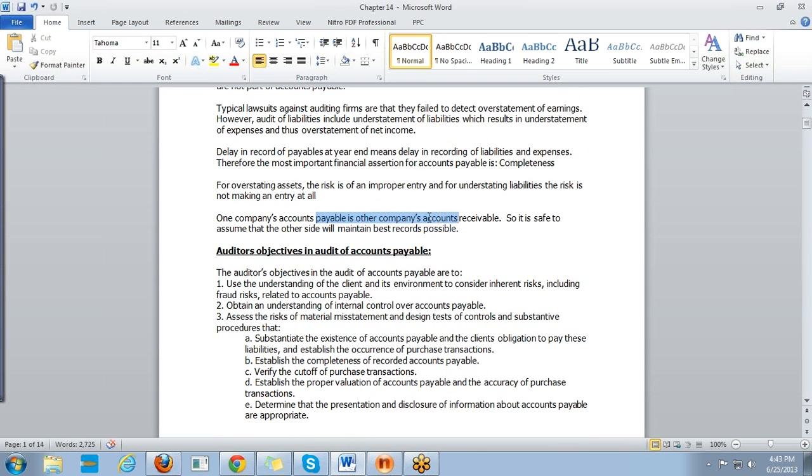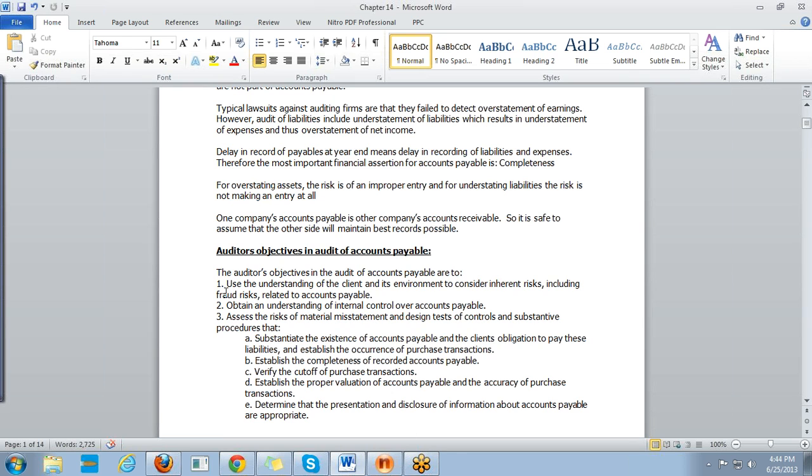One company's accounts payable is another company's accounts receivable. So it is safe to assume that the other side will maintain the best records possible. You think you owe somebody money, they're going to forget? That's what we're talking about. So confirmation is important over here as well.